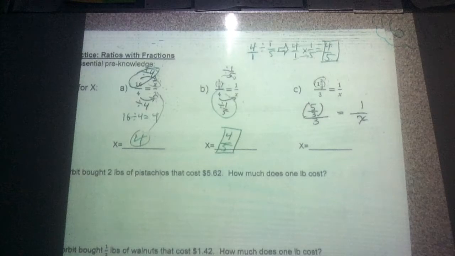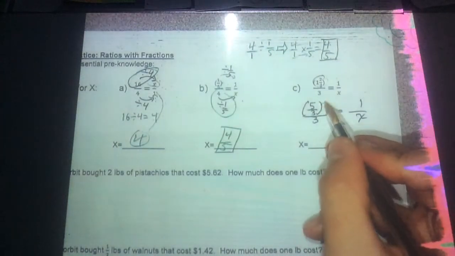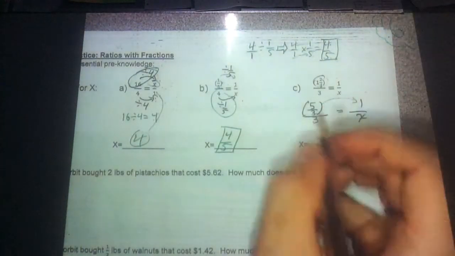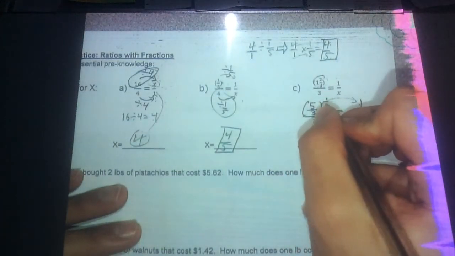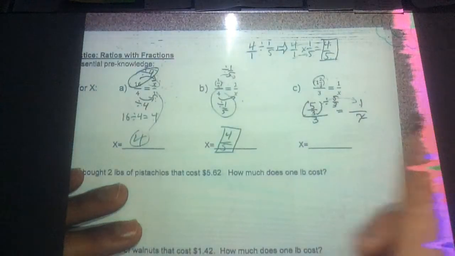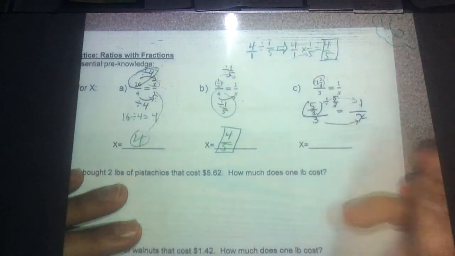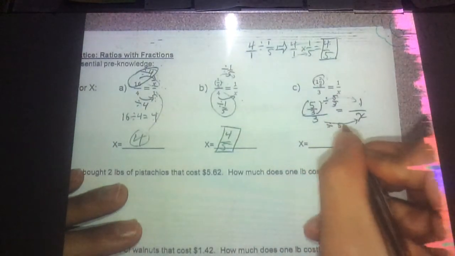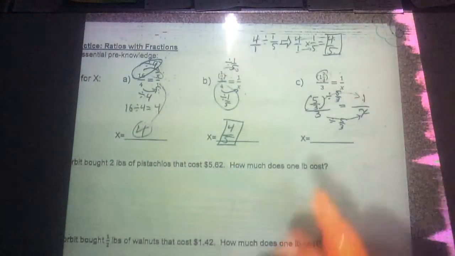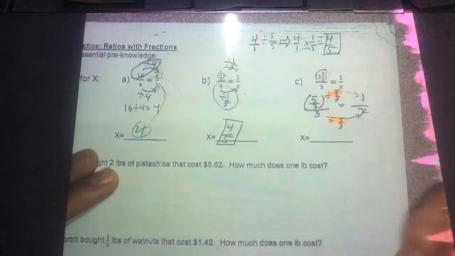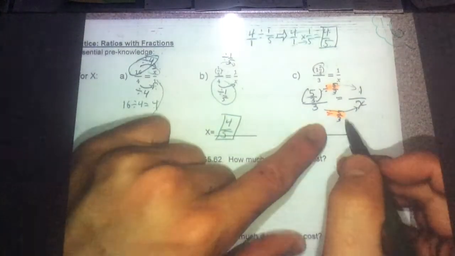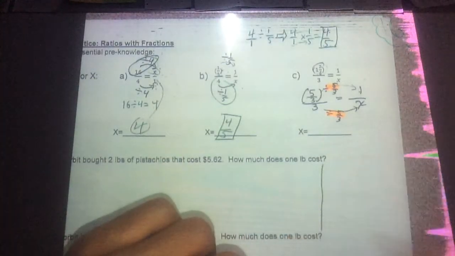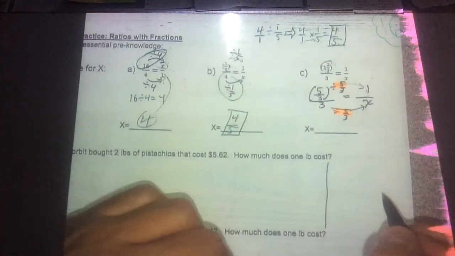Okay, so now I need this 5/3 to become the 1. Now how do I make it the 1? Well, I divide by itself, 5/3. So here I also need to divide by 5/3. What I do to the numerator, I must do to the denominator. Okay, so here, now I'm running a little bit out of room. I'm going to use this space down in here.